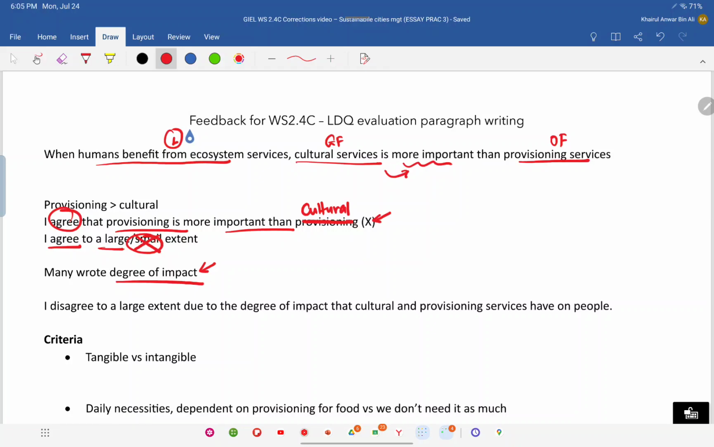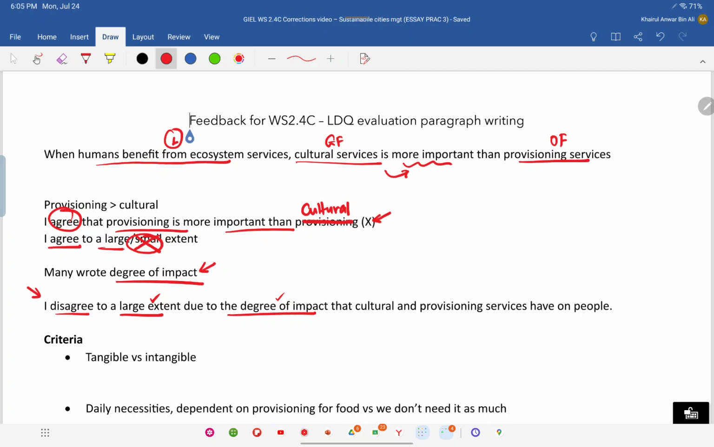Okay, next portion. You see here the instruction here. I disagree. Okay, so this is one example of a statement. I disagree. So disagree means provisioning more important, right? To a large extent, okay. Due to the degree of impact, sure. So far, I haven't seen how it is being used yet. But okay, degree of impact is a criteria that cultural and provisioning services have on people. So this is one example that you can write.